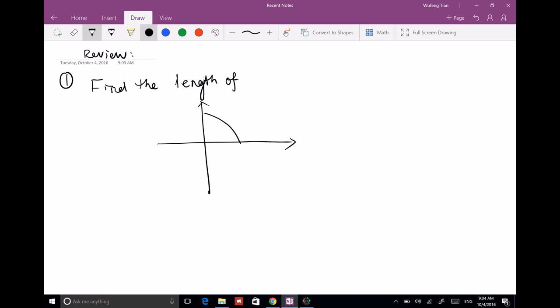Oh, good. So in the previous class, in the test we have one problem: find the arc length of a function y equals square root of 4 minus x squared, and x from 0 to positive 2. Do you still remember this problem? What we did, we used the arc length formula. Can anyone tell me the arc length formula?